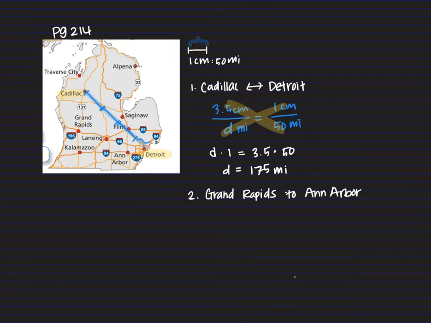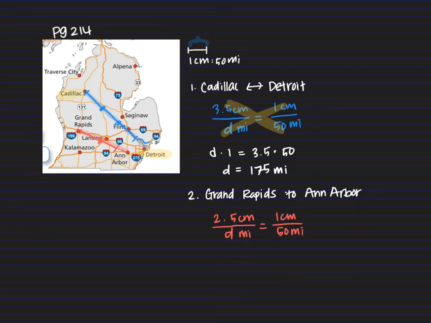So I'm just going to choose 2 random cities for this practice round and try to see how far they are in real life. Okay, let's say hypothetically that the distance between Grand Rapids and Ann Arbor was 2.5 centimeters. What should I do to solve the equation? You can go ahead and pause this video and then work on this equation on your own.